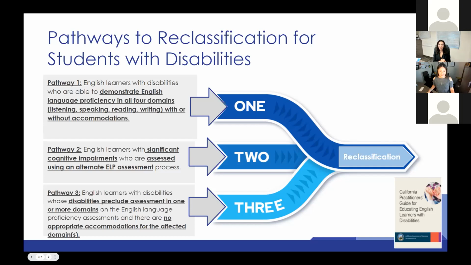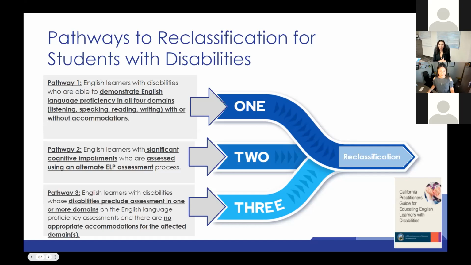So as all students with significant cognitive impairments, as their IEP team deems them appropriate for taking an alternate English language proficiency assessment, students based on those assessment results may be considered for pathway 2, where the alternate assessment achievement, indicating proficiency in English language proficiency on that particular assessment, the alternate LPAC, they could be considered in this second pathway towards reclassification from EL status.